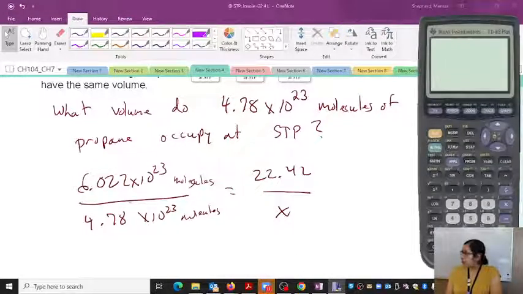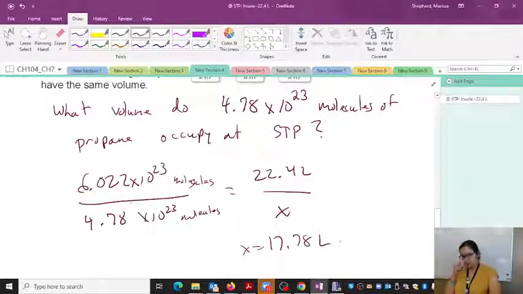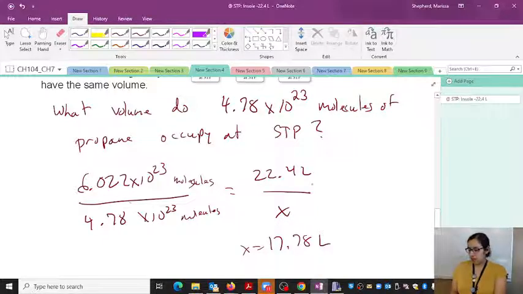So now let's just solve it. So 22.4 times 4.78 times 10 to the 23rd divided by our Avogadro's number. And so that means that this amount of molecules occupies 17.78 liters. So anytime you can try to use a proportion too to simplify the math in your life, feel free to do so as well.